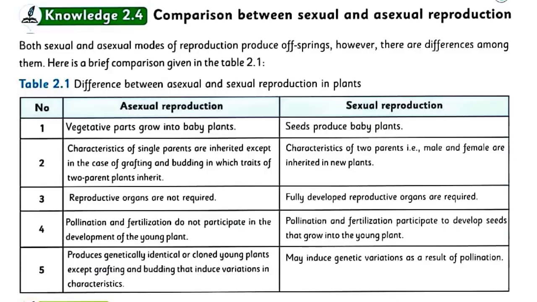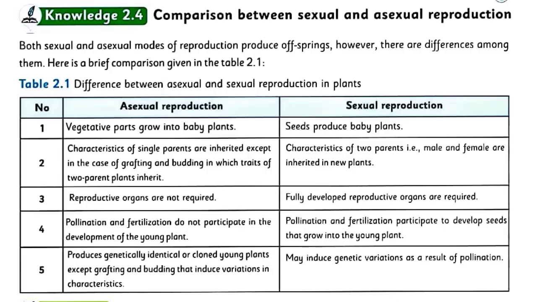Asexual reproduction. 1. Vegetative parts grow into baby plants. 2. Characteristics of a single parent are inherited, except in the case of grafting and budding, in which traits of two parent plants are inherited. 3. Reproductive organs are not required. 4. Pollination and fertilization do not participate in the development of the young plant. 5. Produces genetically identical or cloned young plants, except grafting and budding that induce variations in characteristics.